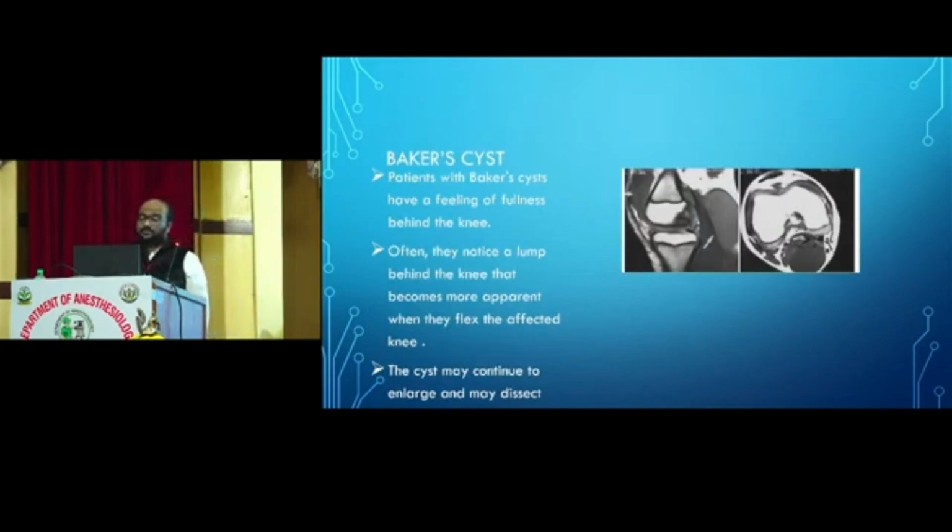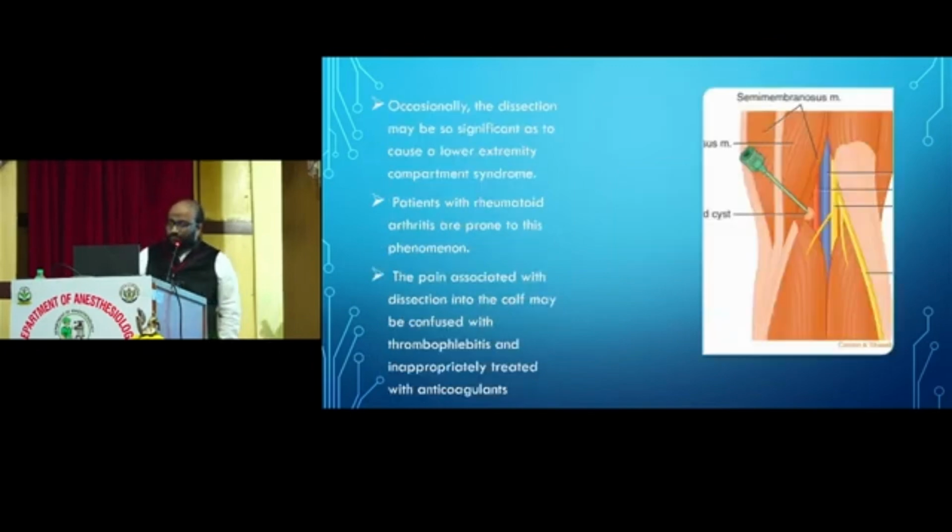Coming to the cyst in the posterior part of the knee, in the popliteal fossa. Patients with Baker's cyst have a feeling of fullness behind the knee. Often they notice a lump behind the knee that becomes more apparent when they flex the knee. This cyst may continue to enlarge. It can disrupt, and the fluid-containing sac can be dispersed into the surrounding tissues. Occasionally, the dissection may be so significant as to cause a lower extremity compartment syndrome. Patients with rheumatoid arthritis are prone to this phenomenon. The pain associated with dissection into the calf may be confused with thrombophlebitis and inappropriately treated with anticoagulants as well.